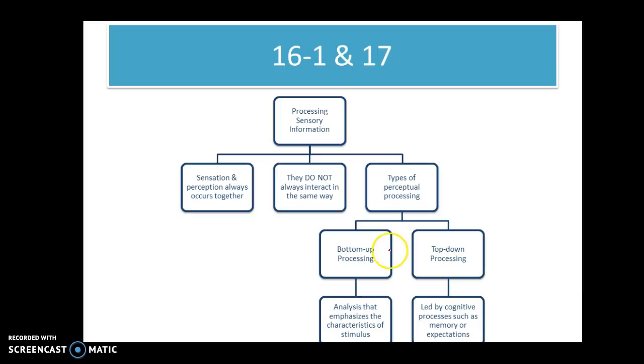I want you to realize that the processes interact with each other, and we often use both of them. However, at certain times, we will emphasize one over the other, or one will guide our perceptions more strongly than the other. So there could be questions that you should be able to answer that ask you to identify which type of processing is being more utilized or most utilized. Okay, so here are the definitions of each one, and we went over that in class pretty thoroughly.